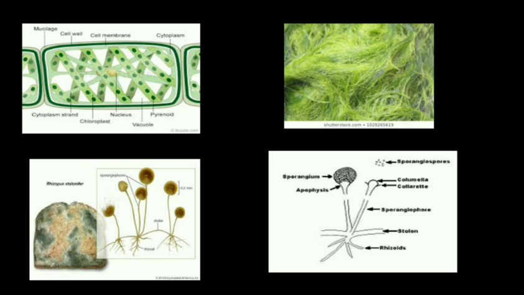Children, here the roots are absent but a root-like structure is present, which is called rhizoids. Okay, roots are absent but the root-like structure is present and that is termed as rhizoids. Okay, rhizoids.